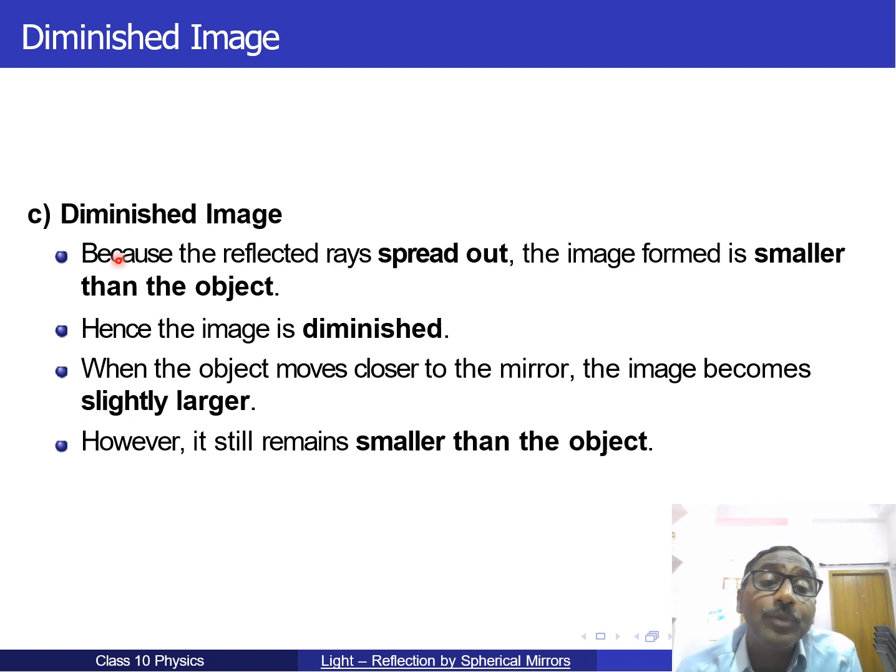Diminished image. Because the reflected rays are spread out, the image formed is smaller than the object. Hence, the image is diminished. When the object moves closer to the mirror, the image becomes slightly larger. However, it still remains smaller than the object. So we are having a diminished image.